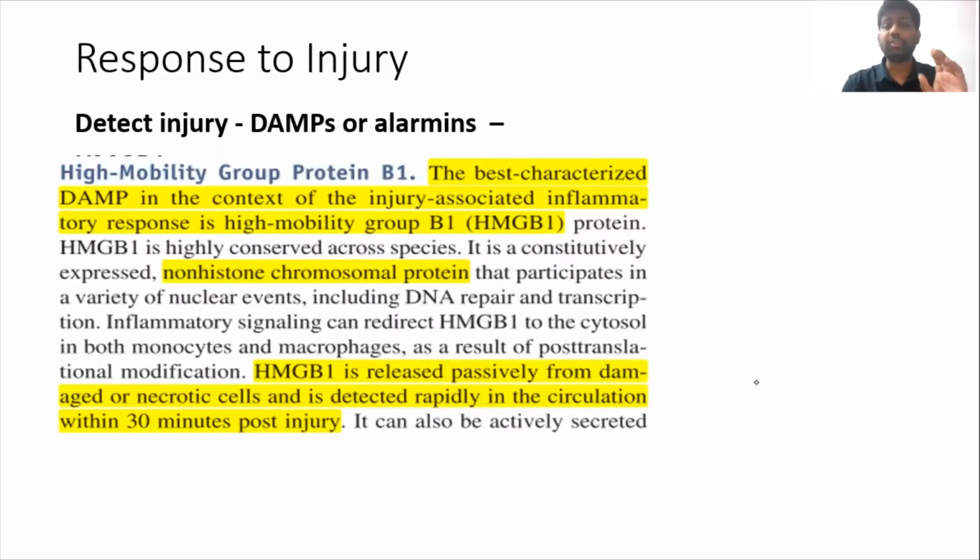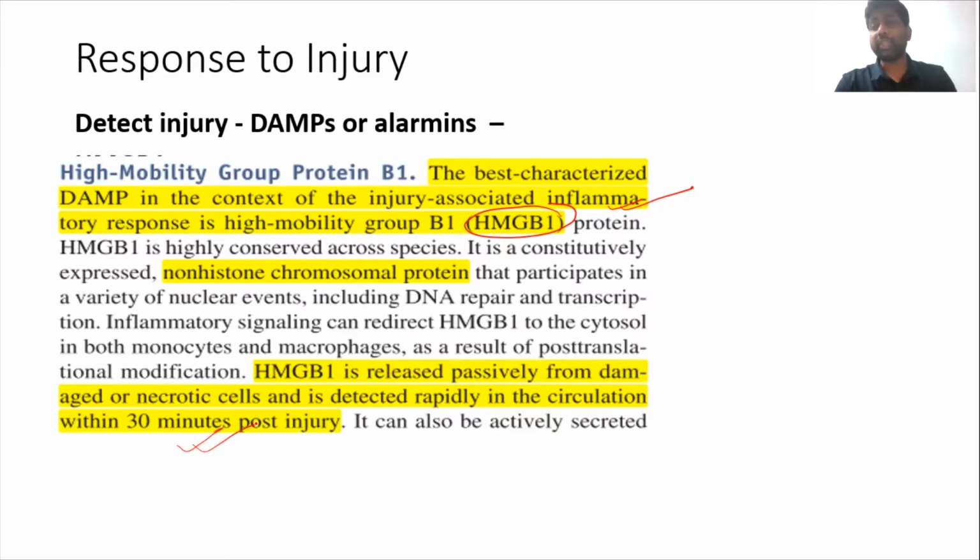We can see this quote from the Sabiston, which clearly mentions that the best characterized DAMP is HMGB1. So what does HMGB1 stand for? High mobility group B1. This is a protein molecule. This is a non-histone chromosomal protein molecule. And another very high yielding MCQ that I can see in this paragraph from Sabiston is that the HMGB1 molecule is released within 30 minutes of injury.